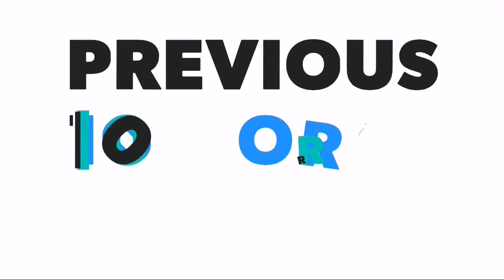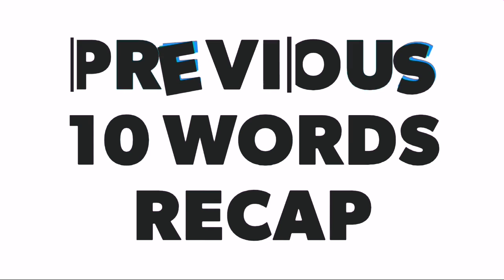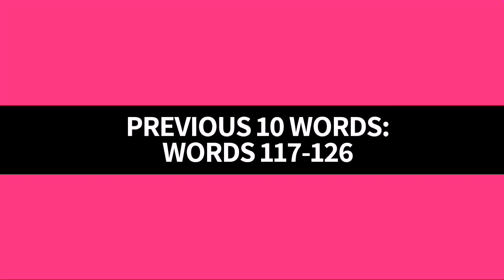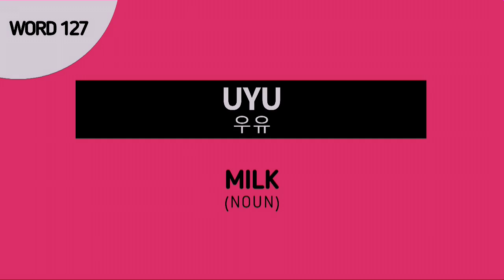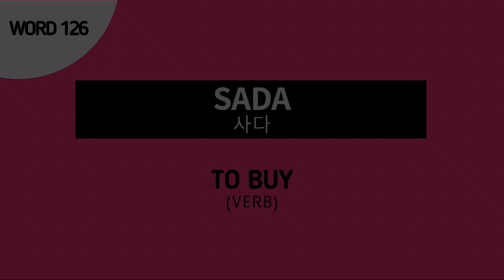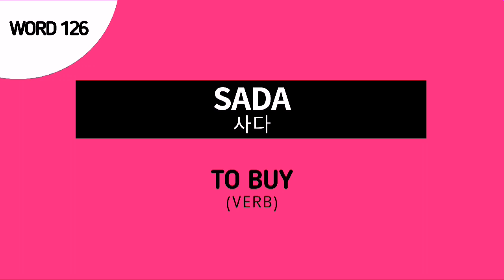Now let's proceed to the previous 10 words recap. As of now, the previous 10 words are words number 117 to 126. But don't forget our word for today, word number 127, uyu. And this is the Korean noun for milk. Word number 126 is sada. This is a root verb which means to buy.